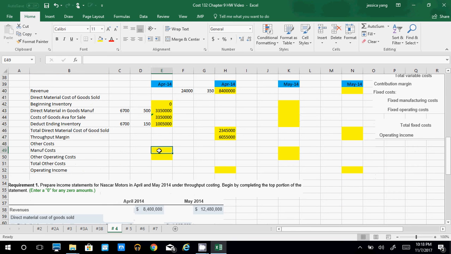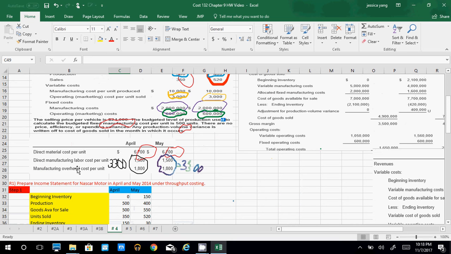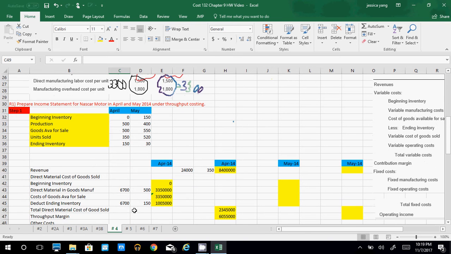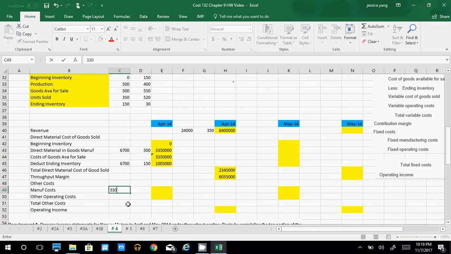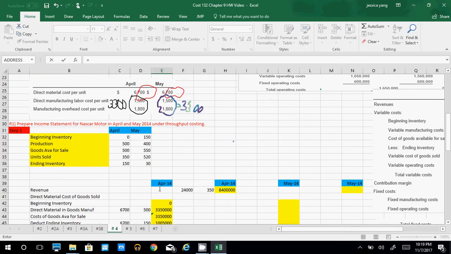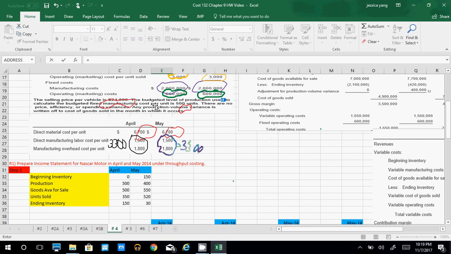For the manufacturing cost, we take the sum of our direct manufacturing labor cost per unit, 1,500 from April, plus our manufacturing overhead cost per unit of 1,800 from April, which gives us a total of 3,300. We multiply that by our production in April of 500 units. Also adding that with our fixed manufacturing cost of 2 million.